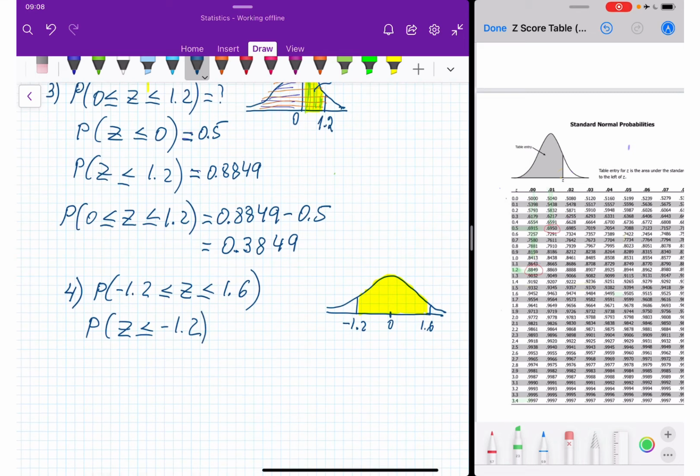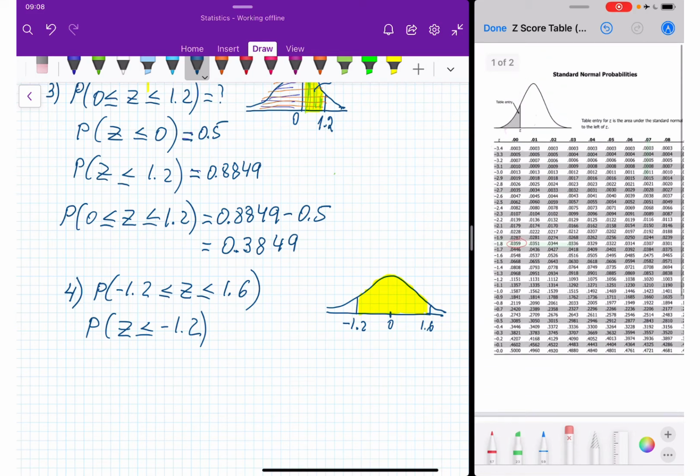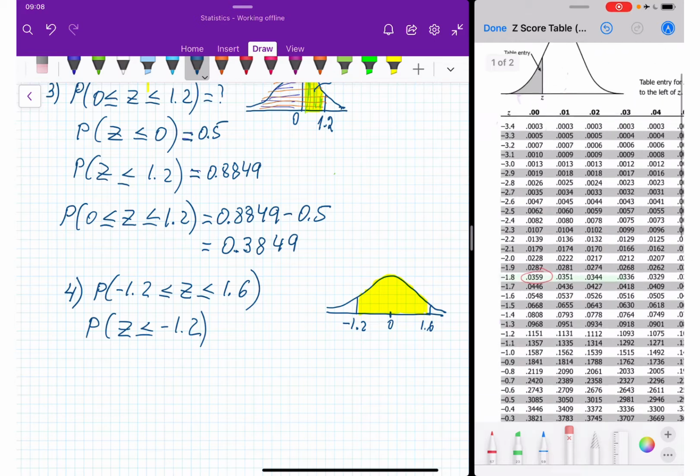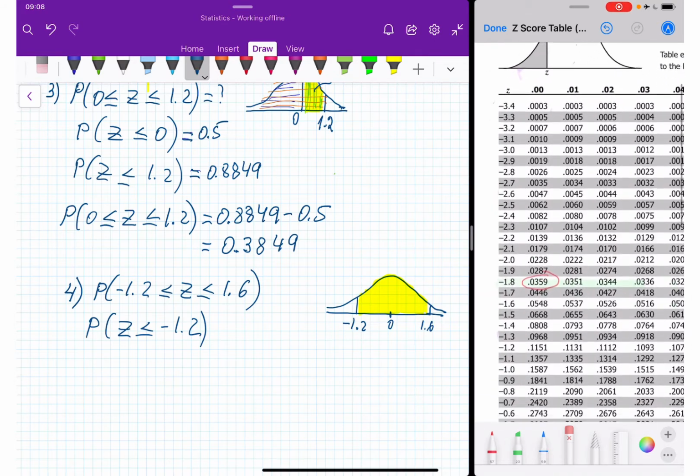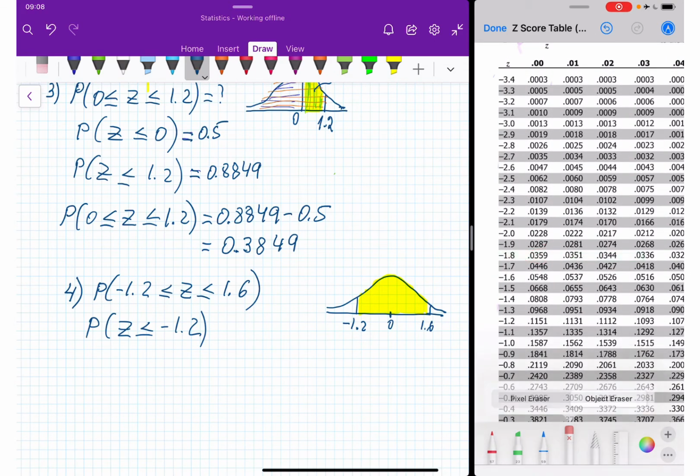Okay, so less than 1.2, let's do negative 1.2. Let's go here. Where is my negative 1.2? Right here. Because it's coming from 0, right? First number. The solution is going to be 0.1151.